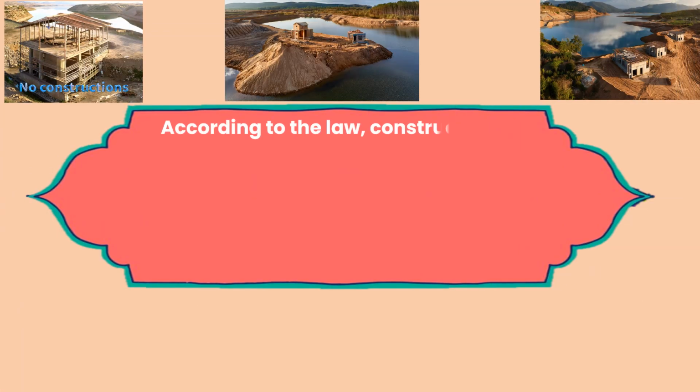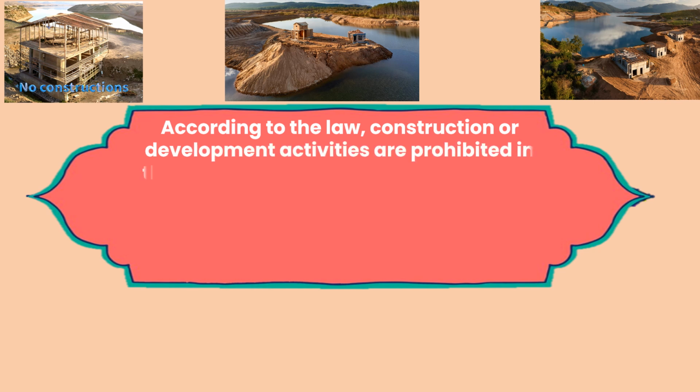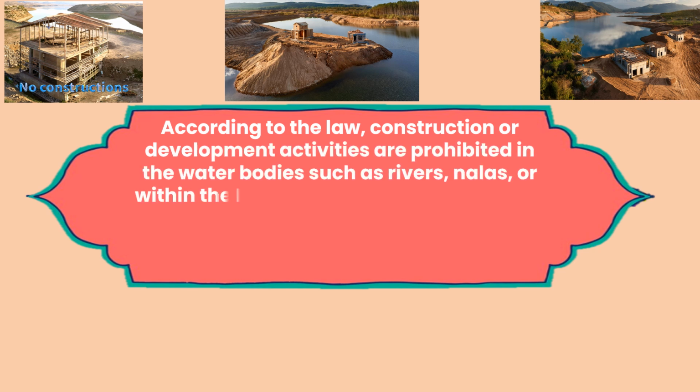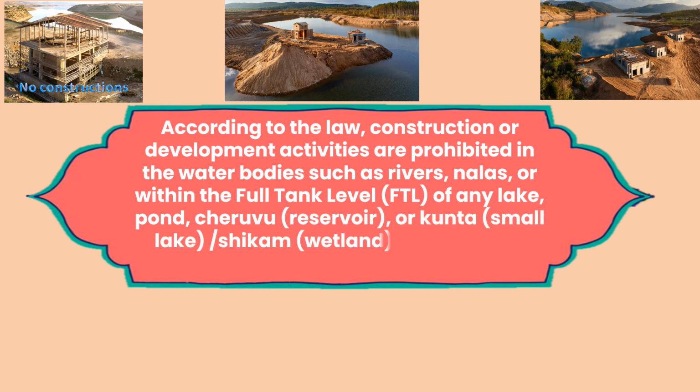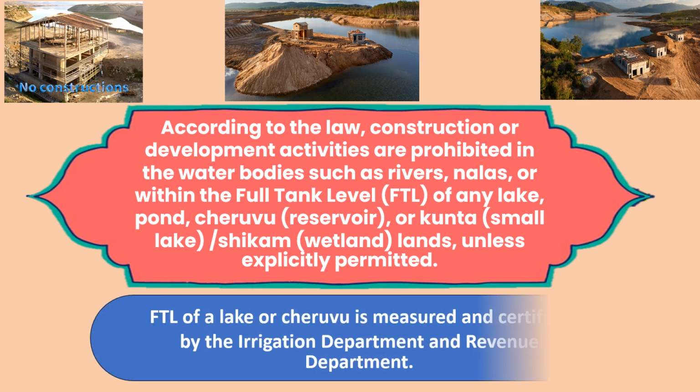According to the law, construction or development activities are prohibited in water bodies such as rivers, nalas, or within the full tank level of any lake, pond, cheruvu or kunta or shikam, unless explicitly permitted. The FTL of a lake or cheruvu is measured and certified by the Irrigation Department and Revenue Department.